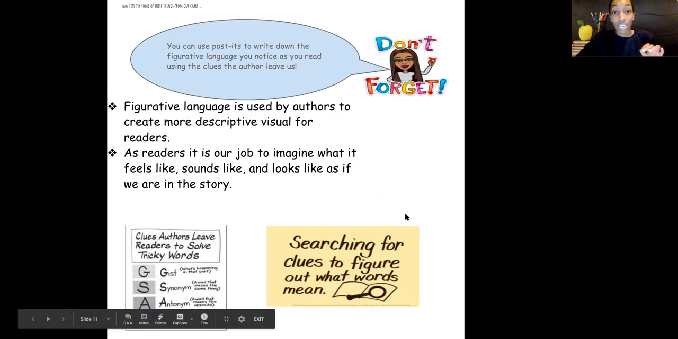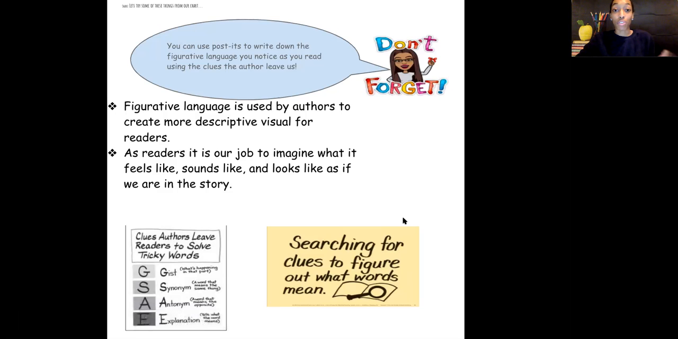You can use Post-its to write down the figurative language you notice as you read, using the clues the author leaves us. Figurative language is used by authors to create a more descriptive visual for their readers. We could visualize hearing that alarm go off. We could visualize Ray's sleepy bones and how tired and groggy he was getting up. So as readers, it is our job to imagine what it feels like, sounds like, and looks like as if we are in the story.